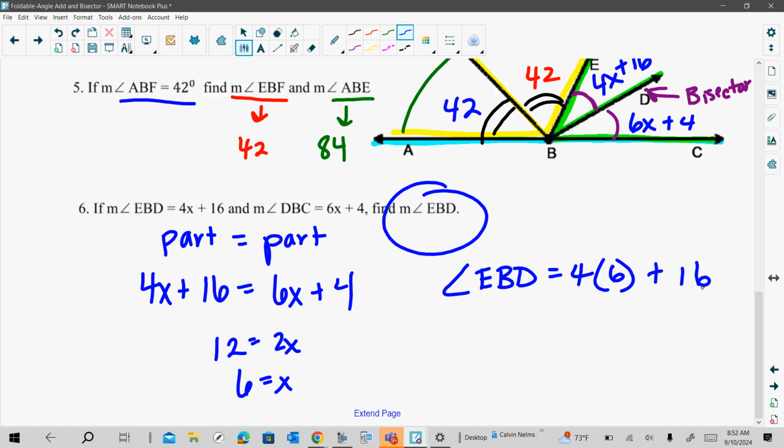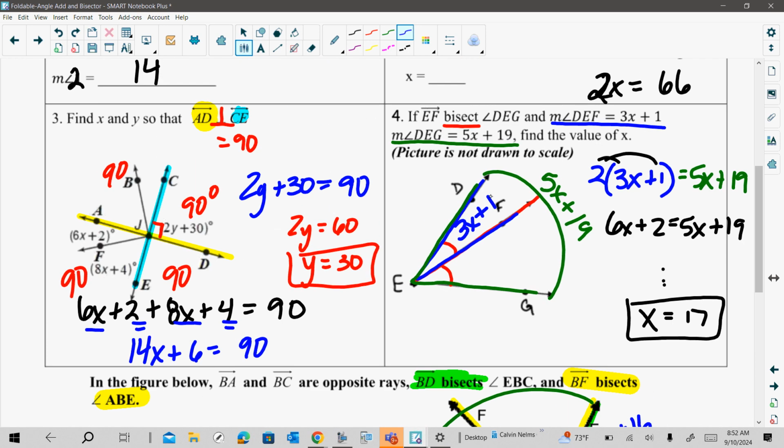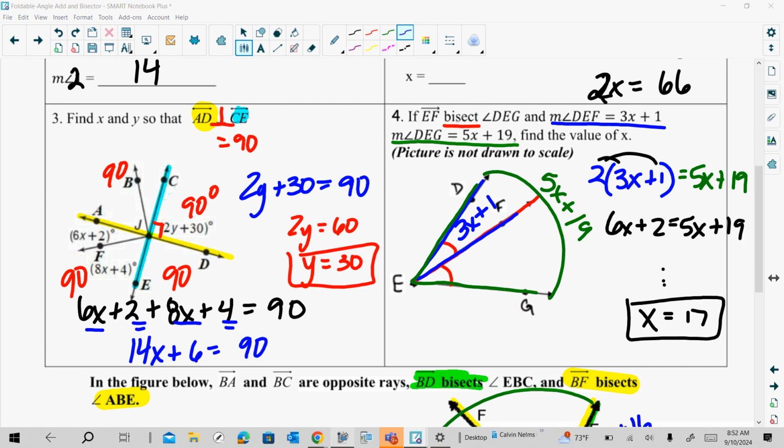Remember, for Logan, we have to multiply 3x plus 1 by 2, because this piece does not equal the whole thing. It's not part equals part. You have a part and a whole. The part will never equal the whole. The only time it equals the whole is if you double it. Okay, so it is the part of the thing you have to multiply.